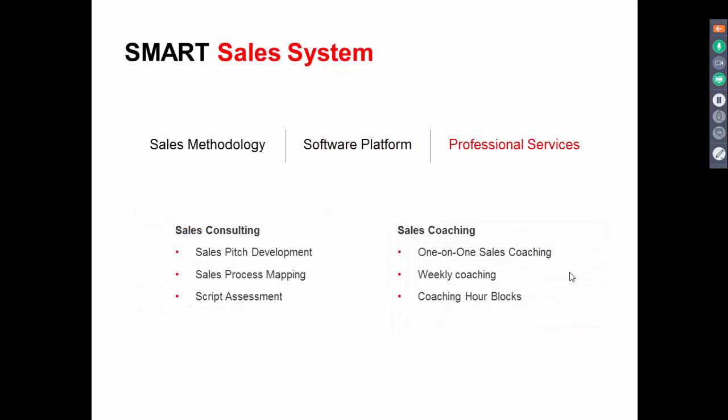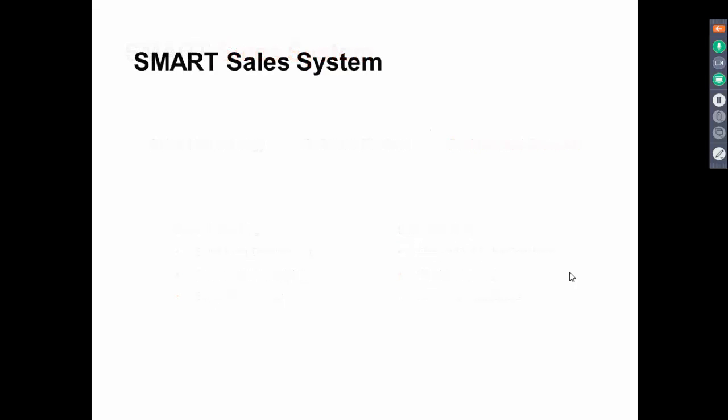And then the third leg of what we offer is professional services. We provide sales consulting to help you with building your pitch and your sales processes, looking at your existing scripts, and helping you structure your sales process and your messaging. And we work one-on-one with salespeople as well.